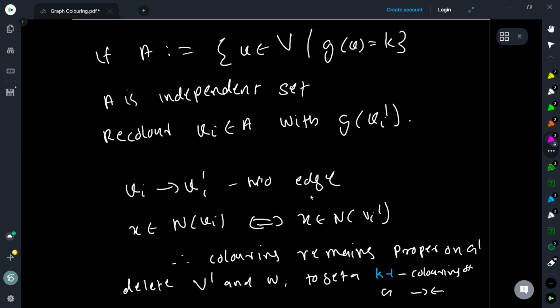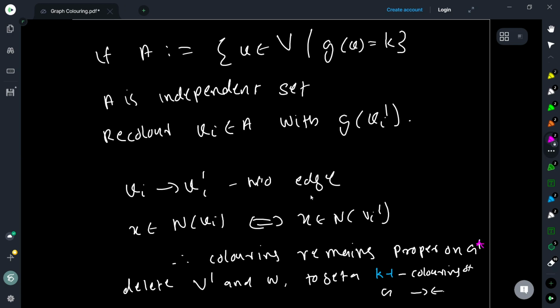So formally writing it, define A to be the set of all vertices in V, where V means the vertex set of G, such that the coloring of G of V equals k, and because it is one color, A is an independent set. Then recolor Vi with G of Vi dash, and since Vi dash is not adjacent, the neighborhood of Vi contains a vertex X if and only if it is in the neighborhood of Vi dash. The coloring also remains proper in G dash, okay? And G star.